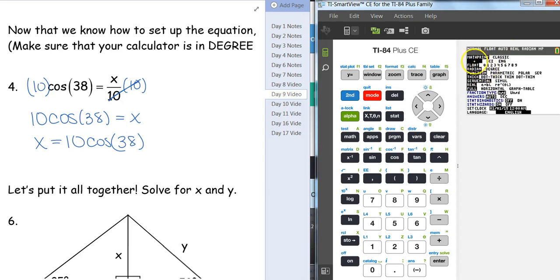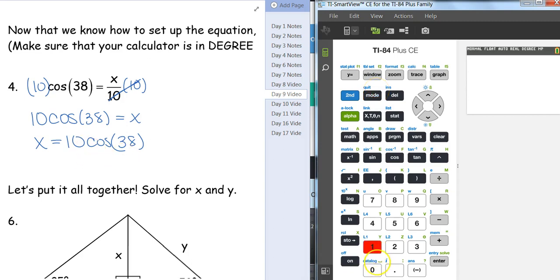If you look at mine right now, it says normal float, and it actually says radian, and radian is not what we want. We want degree. So I arrow down, I put my cursor over degree, I hit enter, and it's going to change it from radian mode to degree mode. Very important, because if your calculator is not in degree mode, every single question is going to be wrong. So I go back to my home screen, so I hit second mode, quit.